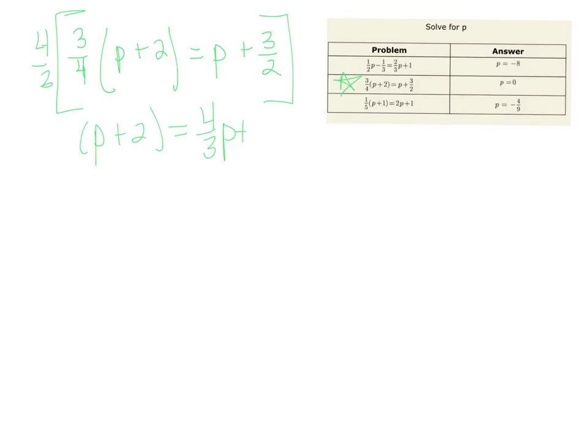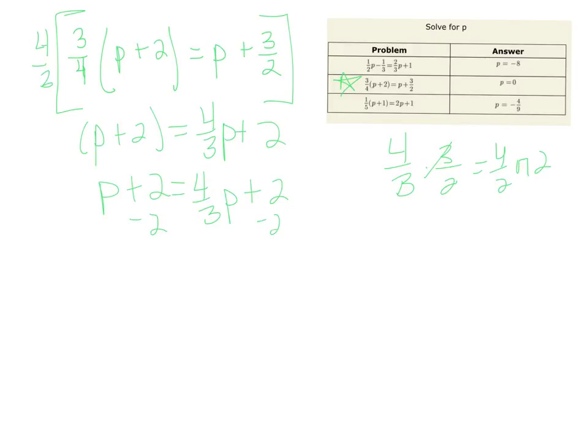But what's nice is 4 thirds, I'll do this off to the side, 4 thirds times 3 halves equals 4 over 2, or just 2. So now I have p plus 2 equals 4 thirds p plus 2. Notice when I subtract the 2's away, I have p equals 4 thirds p. And really the only answer that works here is 0.